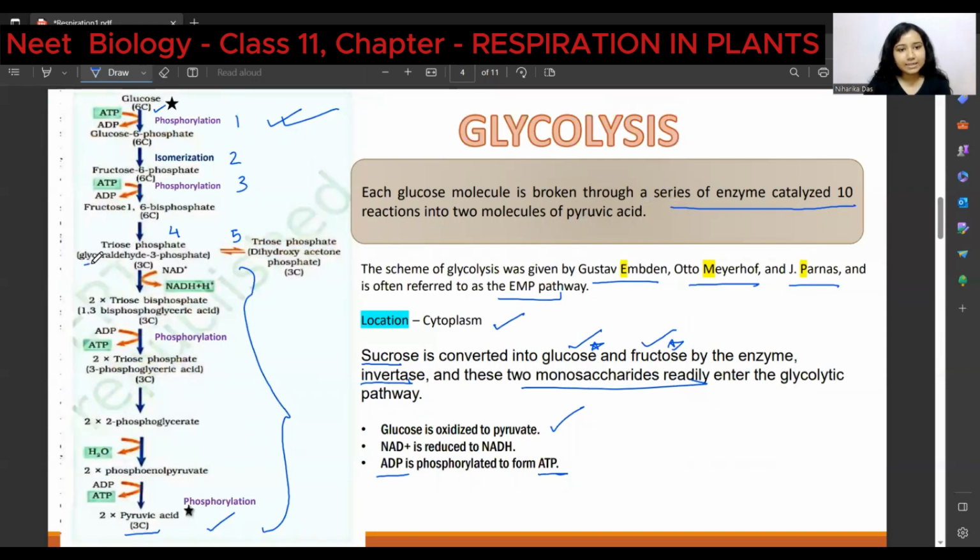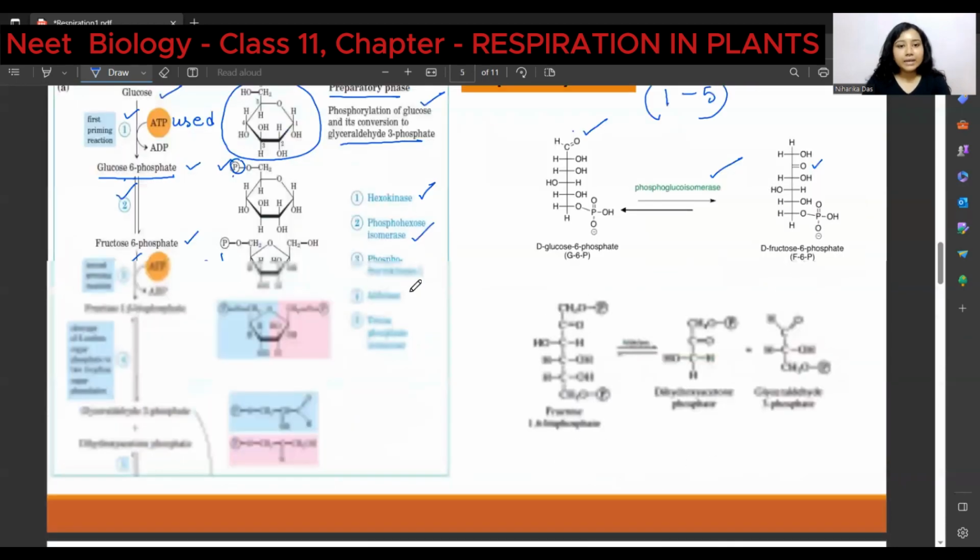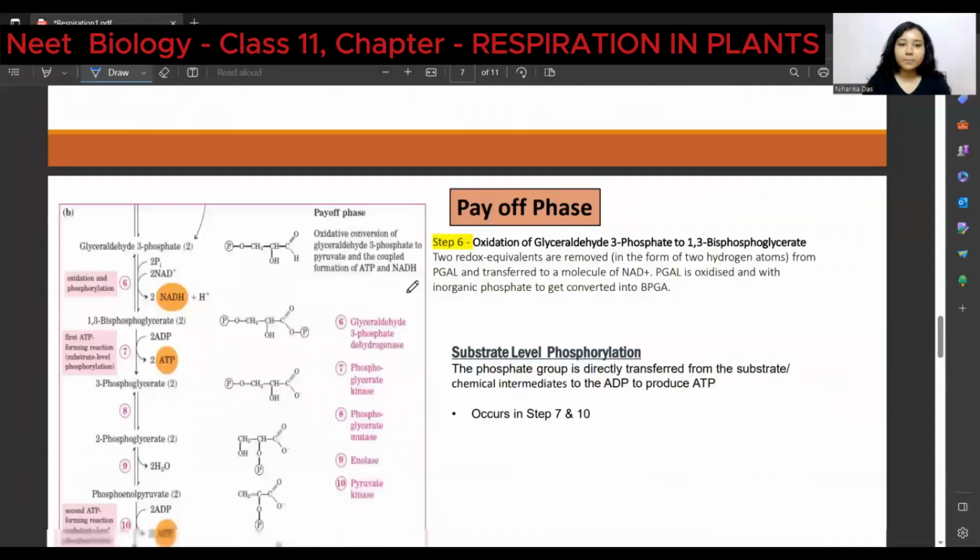So we can see the glyceraldehyde 3-phosphate is going to take part, and the triose phosphate, that is the dihydroxyacetone phosphate, takes part, but it is first converted into glyceraldehyde 3-phosphate, then it is going to take part. Okay, now we are going to come to the payoff phase.